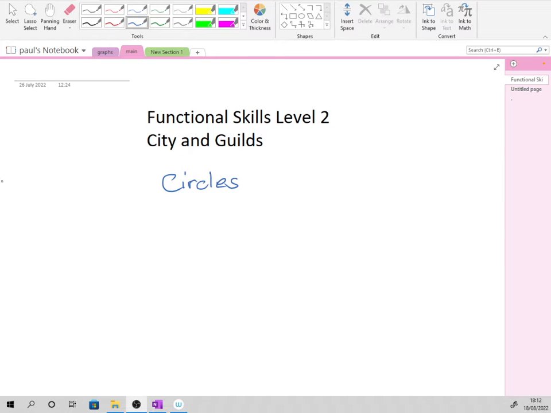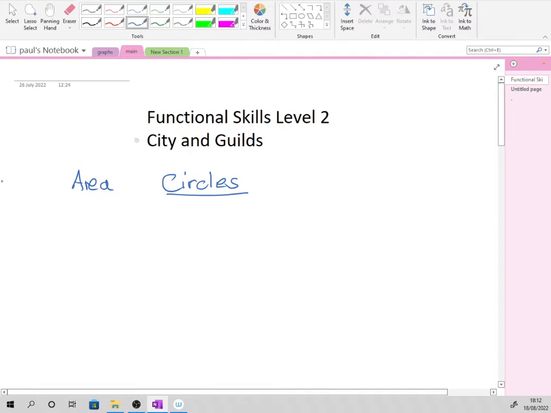Hello, right. Area again, but this time it's circles.